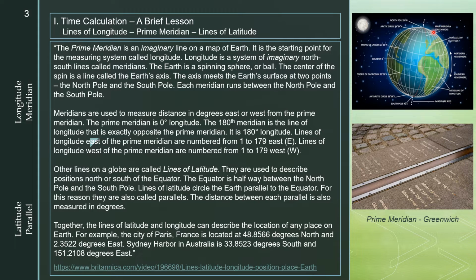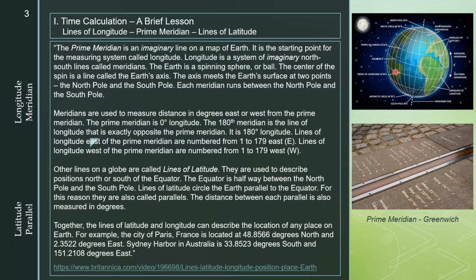Meridians are used to measure distance in degrees east or west of the prime meridian. The prime meridian is 0 longitude. The 180th meridian is the line of longitude that is exactly opposite the prime meridian. It is 180-degree longitude. Lines of longitude east of the prime meridian are numbered from 1 to 179 east. Lines of longitude west of the prime meridian are numbered from 1 to 179 west.